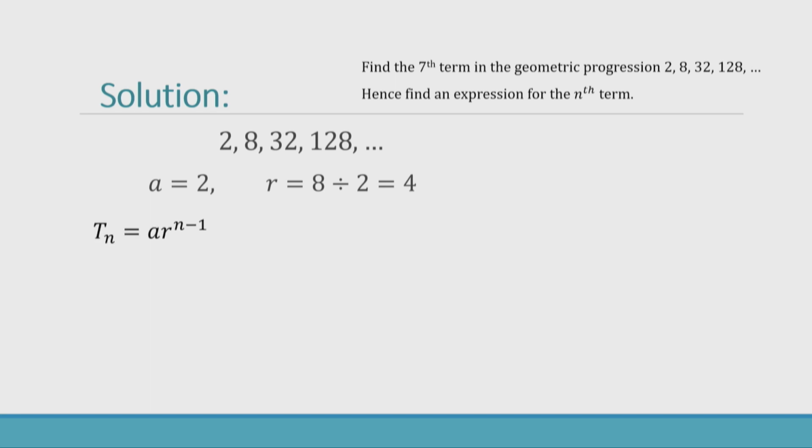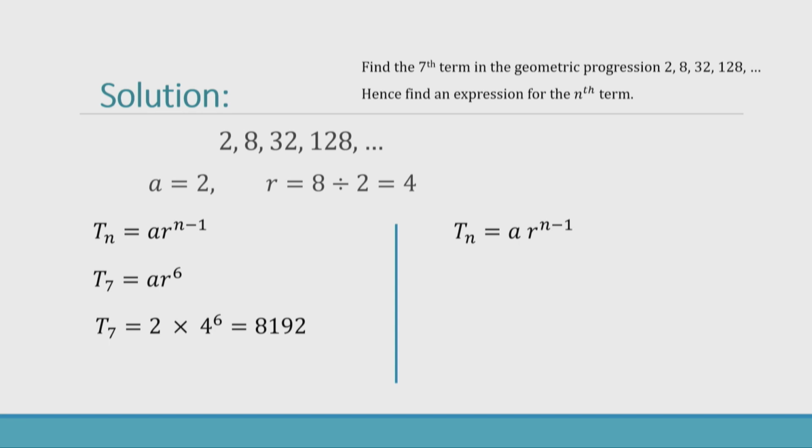Now, using the formula for Tn, which is equal to A R power n minus 1, I need to find the seventh term, that is T7, which is equal to A R power 6, because n is 7, so 7 minus 1 will give me 6. So now I replace A by 2 and R by 4, which will give me 2 times 4 to the power of 6, and T7 will be equal to 8,192.